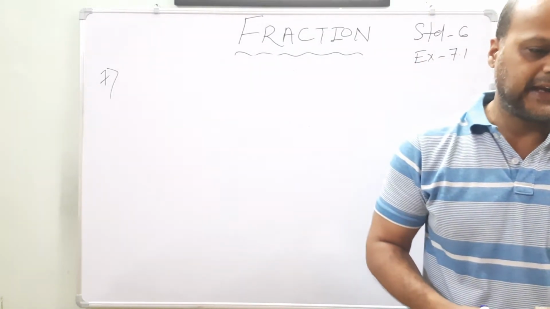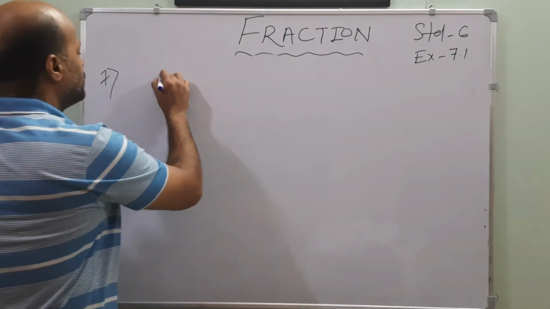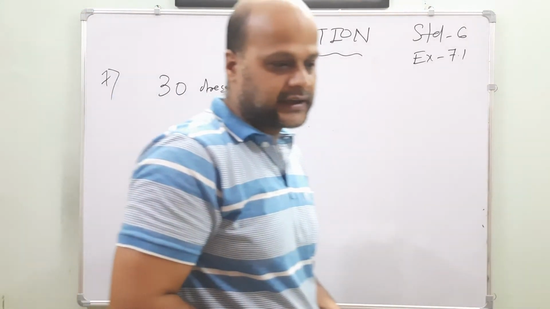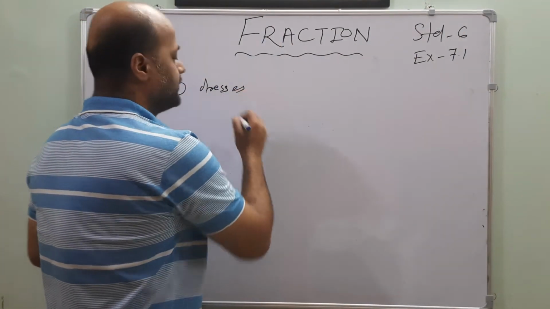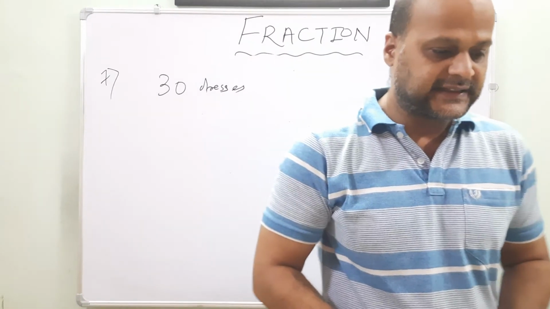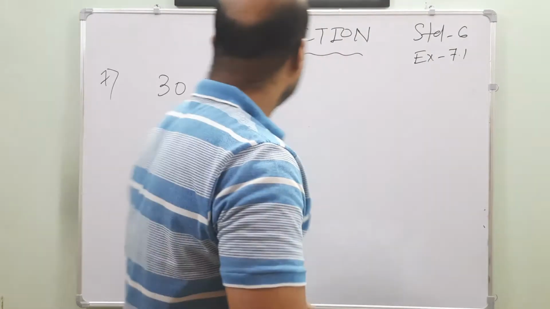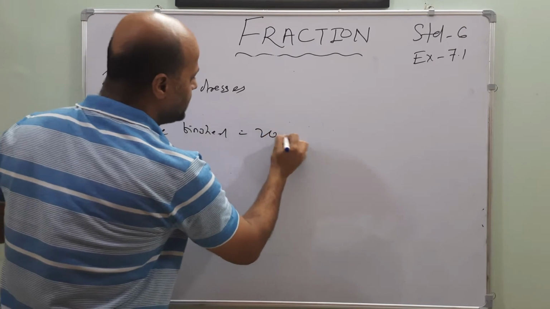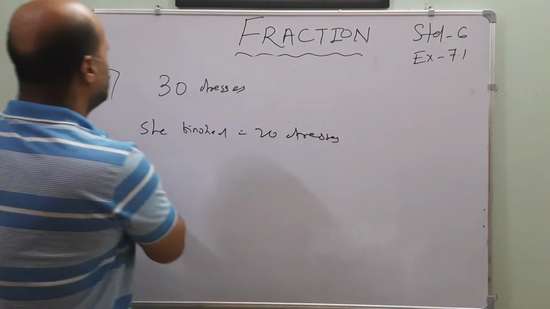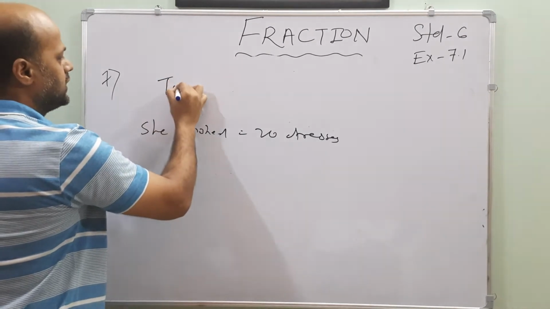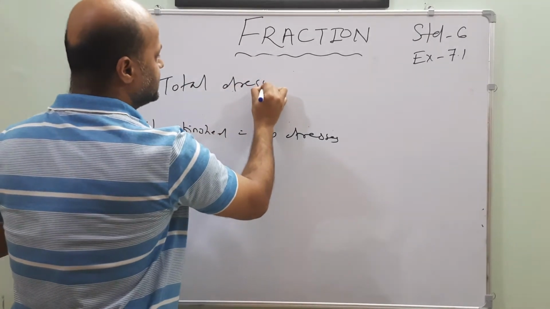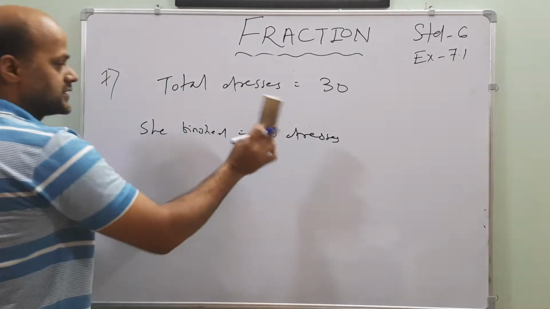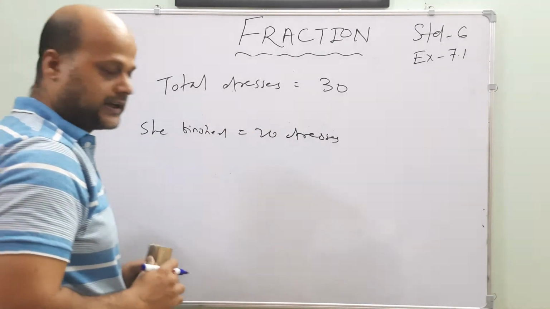She had to dye 30 dresses. Total how much? 30 dresses are going to be dyed. Okay? But what did she do? She has so far finished 20 dresses. How much did she finish? She finished only 20 dresses. So, how many total dresses are there? Right here, the statement says total dresses is equal to 30. She finished how much? 20 dresses. Okay.